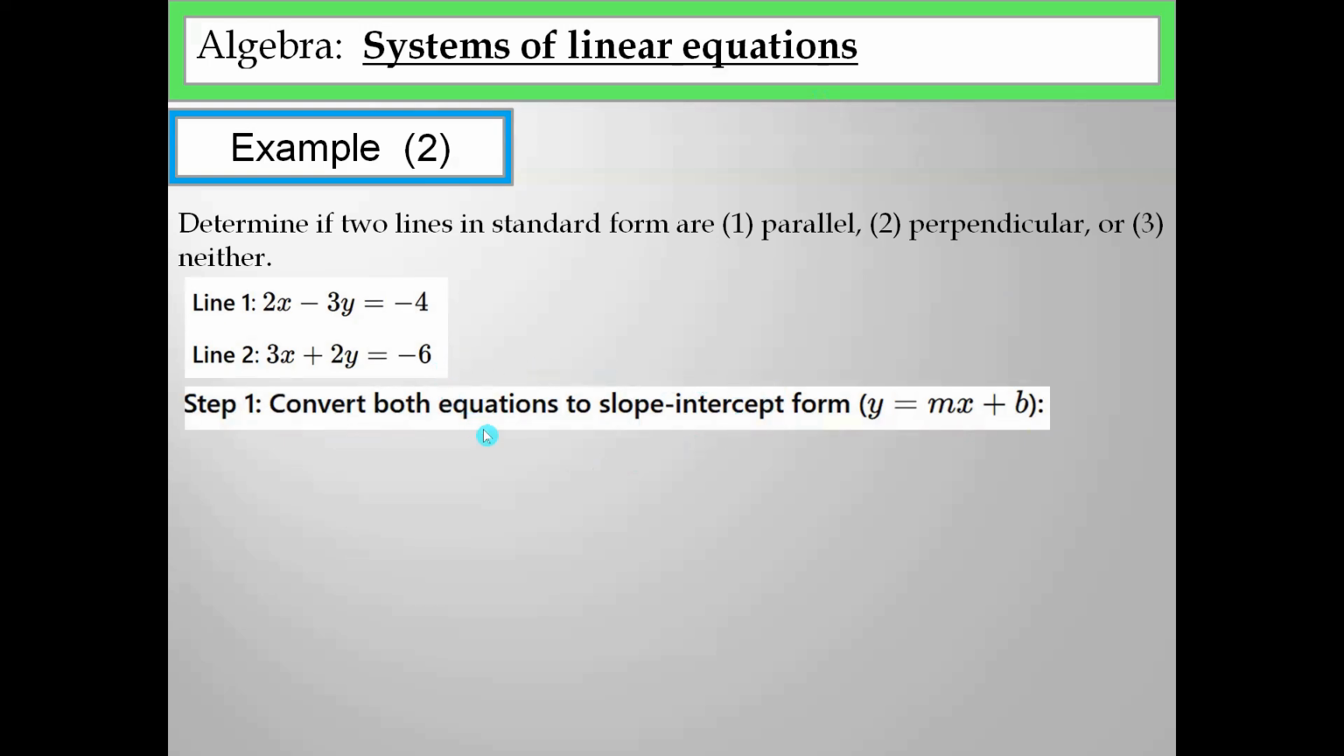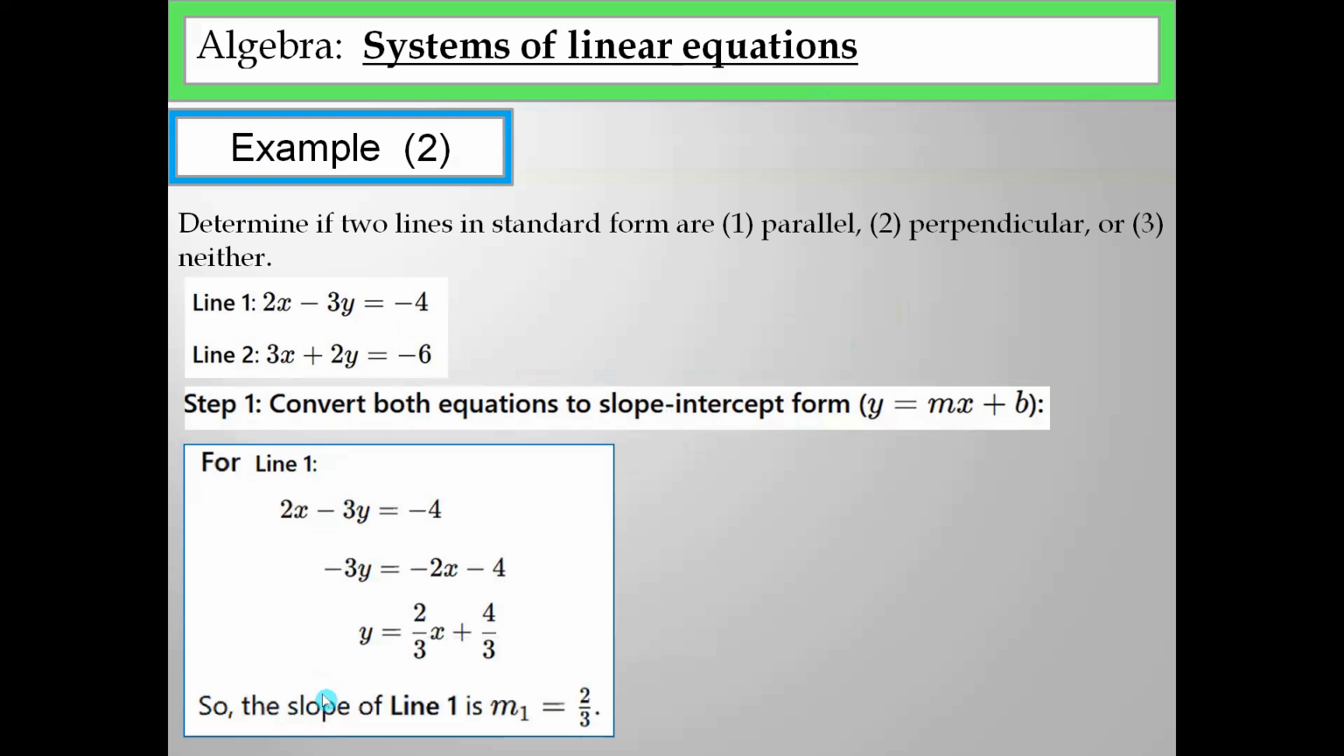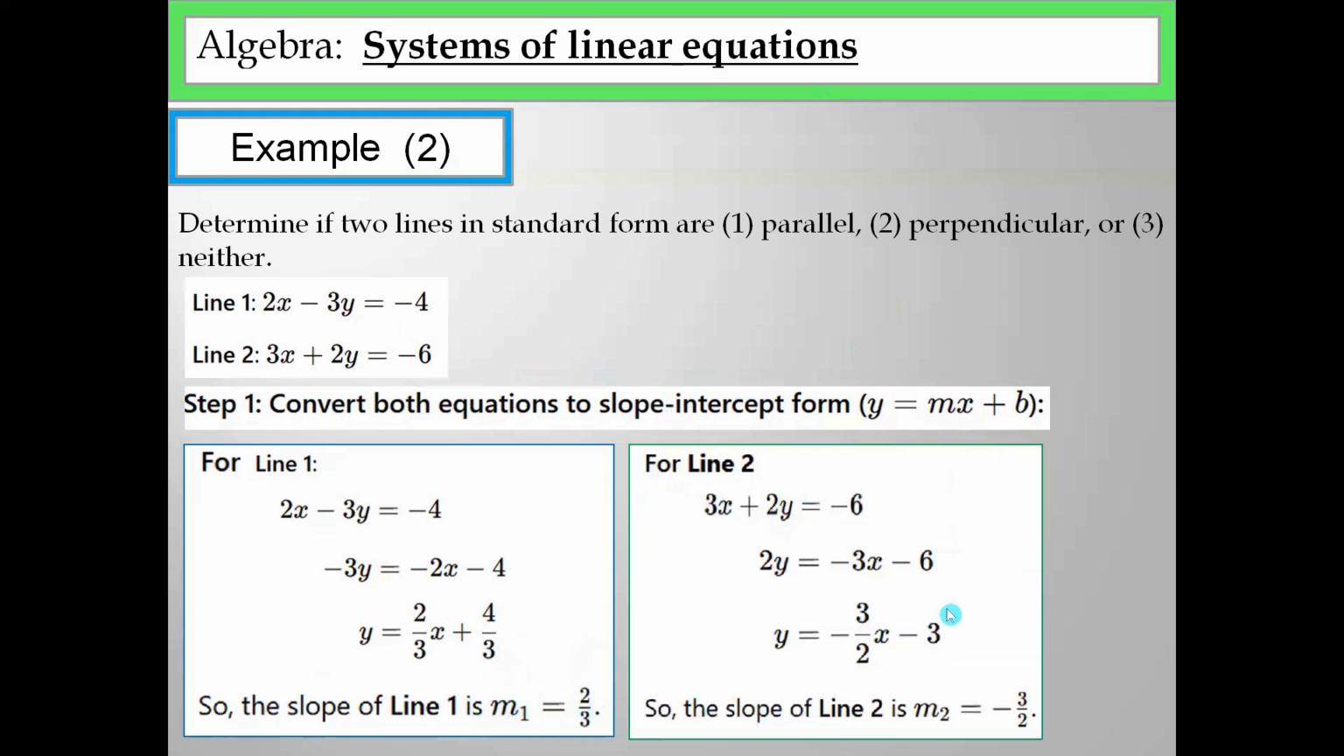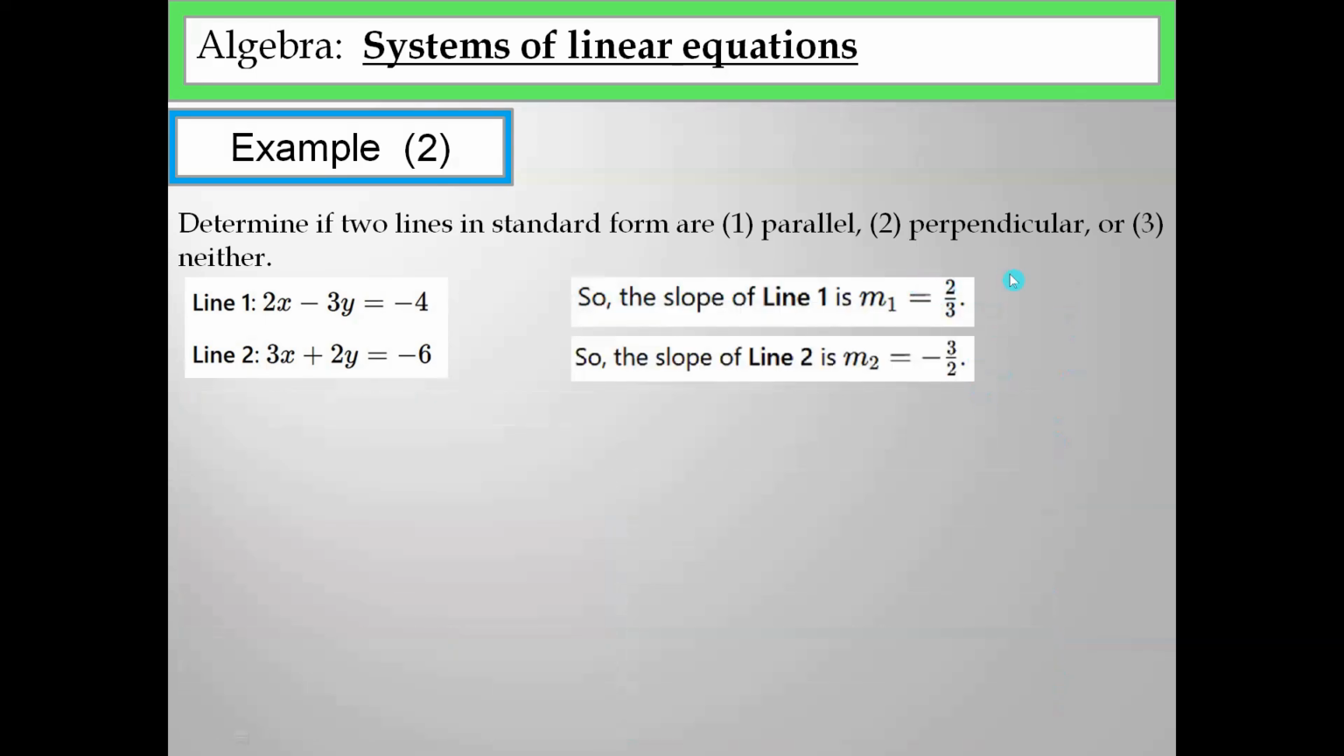Let's review what we just did. In our first step, we want to convert both equations into slope-intercept form. When we solved the first equation into slope-intercept form, we found out that our slope was 2/3. Then we put the second equation into slope-intercept form and found out that m2 is equal to negative 3/2. Taking this information, we now have our two slopes, m1 equaling 2/3 and m2 equaling negative 3/2.